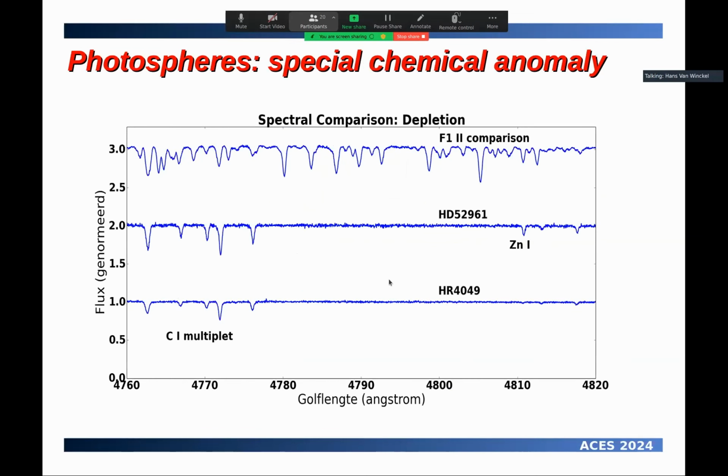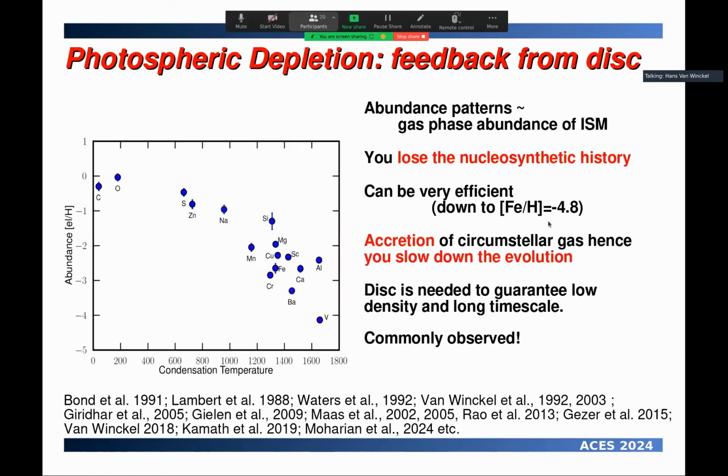This is another example, just to show that the effect can be very strong. Zinc is not affected, and that was the key to understand the system. So I can go quickly over it because Maxim told you about this. This is a depletion of elements depending on the condensation temperature. It's a circumstellar process, so it's a chemical process that occurs in the surroundings because the star accretes material from the surrounding, and that material is devoid of refractories because dust formation has occurred in that material.